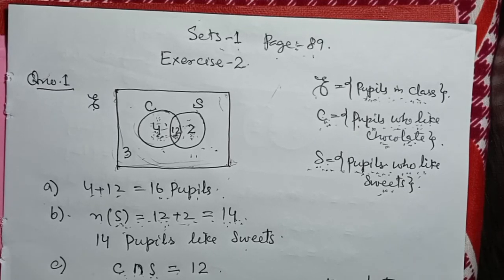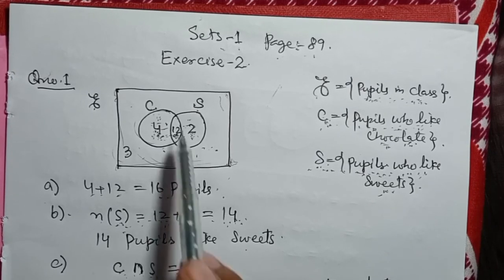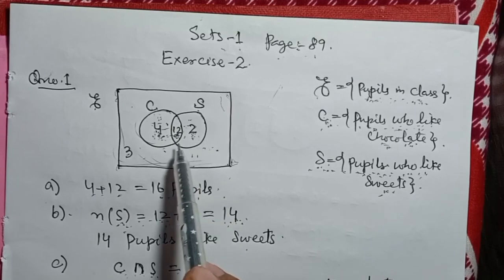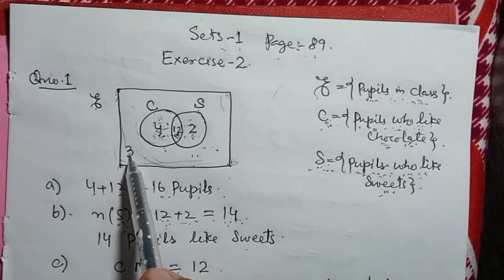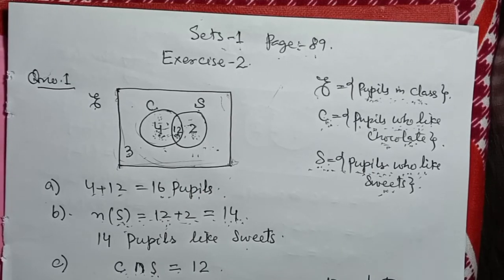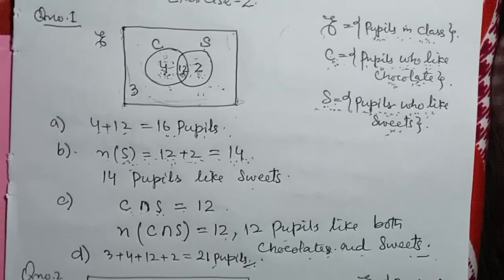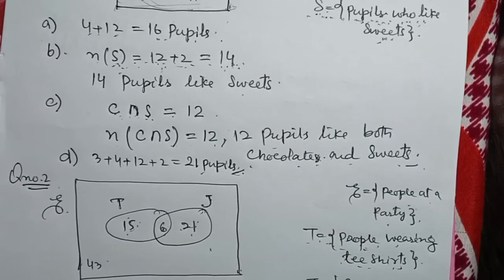Now the last part is, how many pupils are there in the class? In total, how many pupils are in the class? We have to add 3 plus 4 plus 12 plus 2, that is 21 pupils. This is the answer of the first question. Now see the second question.